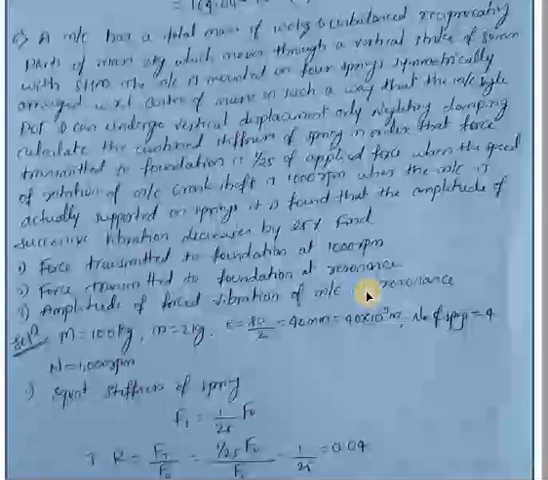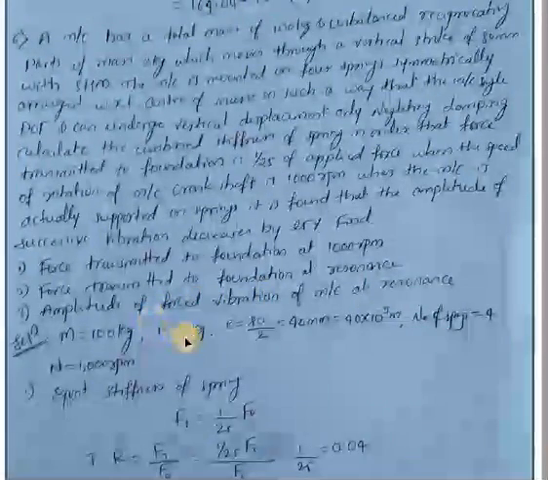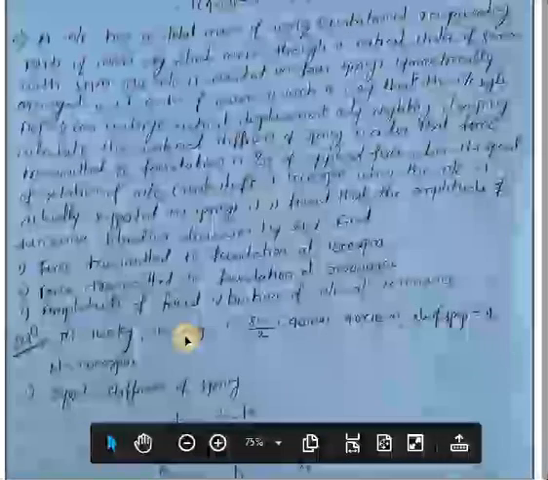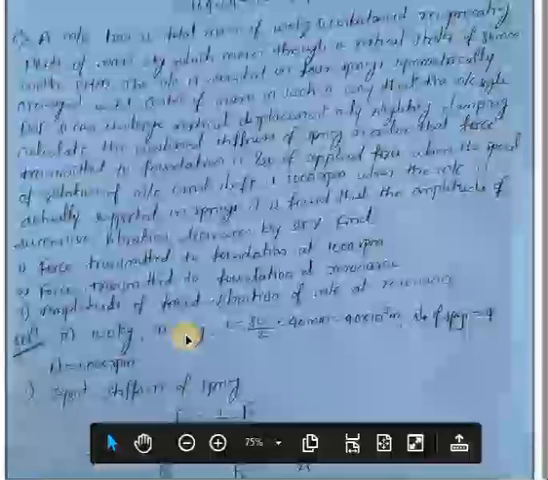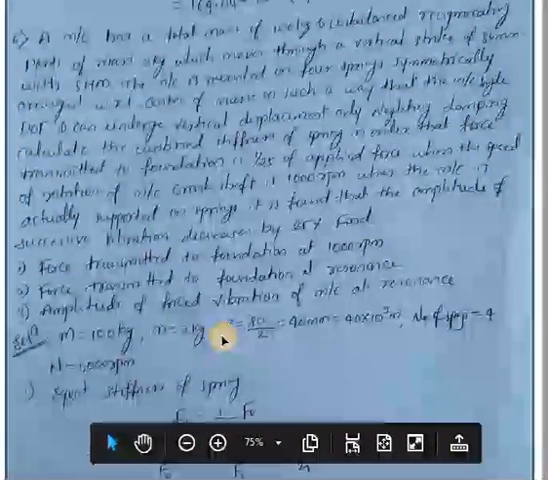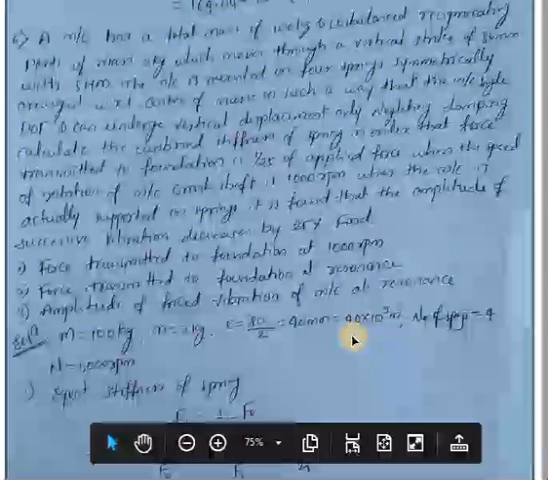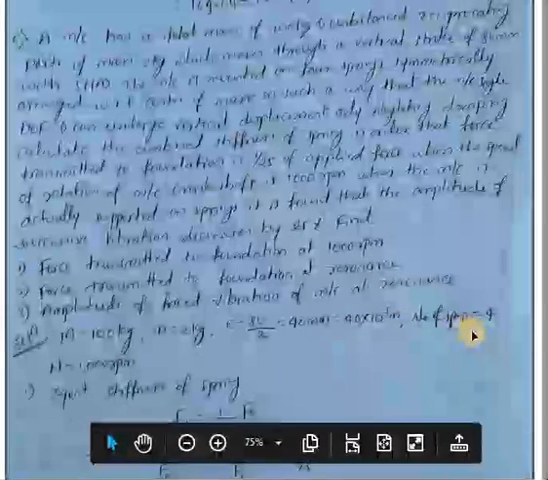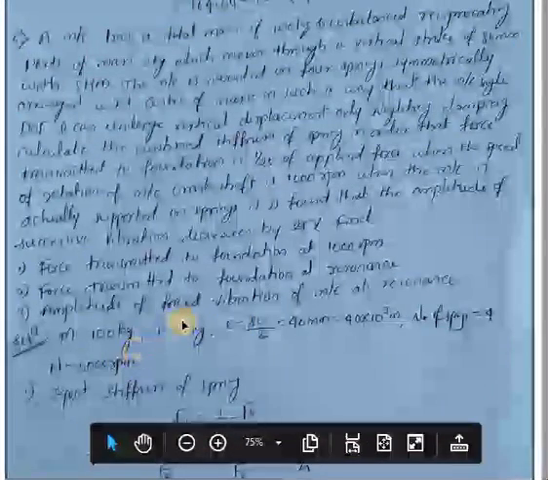So first we'll list the given data. He has given total mass as 100 kg. Then he has given the reciprocating mass as 2 kg, and he has given stroke length as 80 mm. So with the help of that you have to calculate the E value. So E equal to 80 by 2, 40 mm, which is equal to 40 × 10⁻³ meter. Number of springs he has given as 4, and the speed N is 1000 rpm.